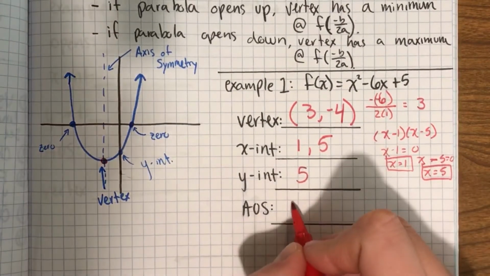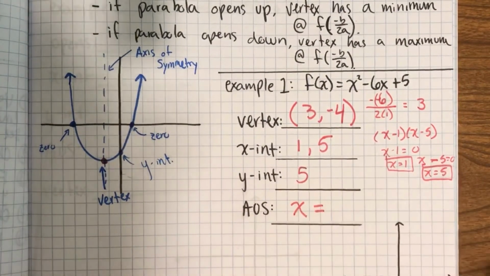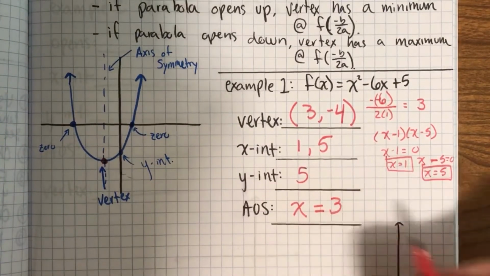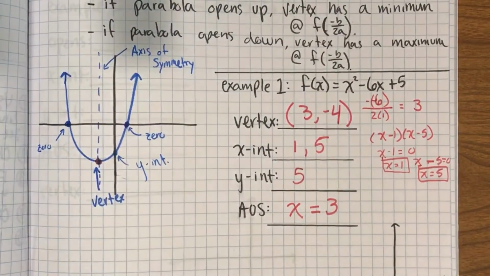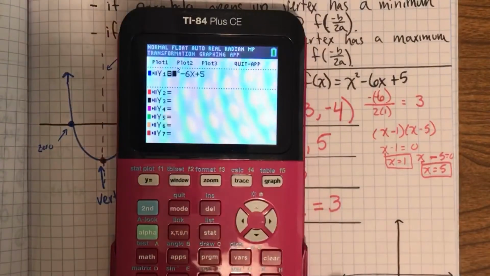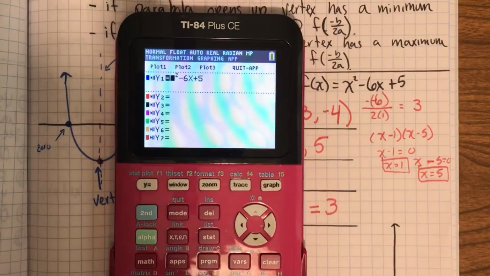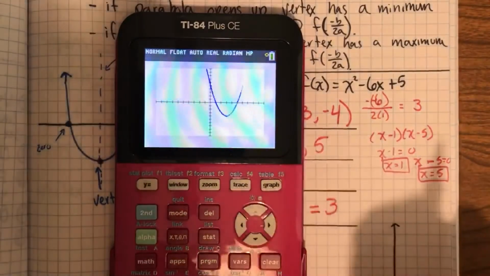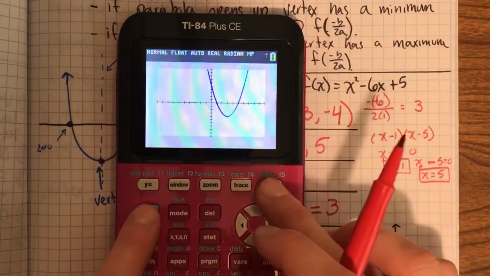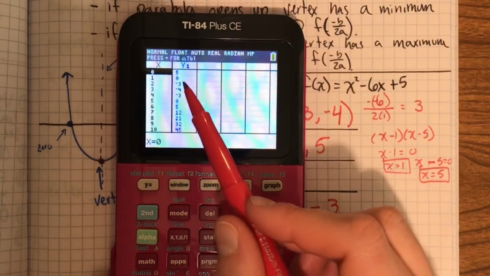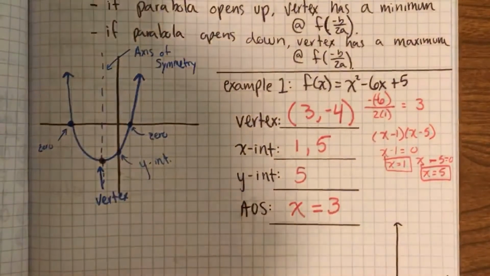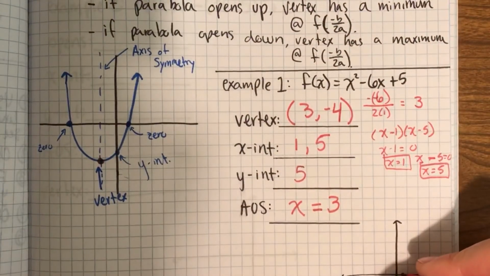And then our axis of symmetry, it's a vertical line, so it's x equals, and it's the x value of our vertex, so x equals 3. We can also do this by looking at our graph on our graphing calculator. If I type in x squared minus 6x plus 5 and look at my graph, I can either look at the table and find my intercepts, or just look at the graph. We'll just estimate here.